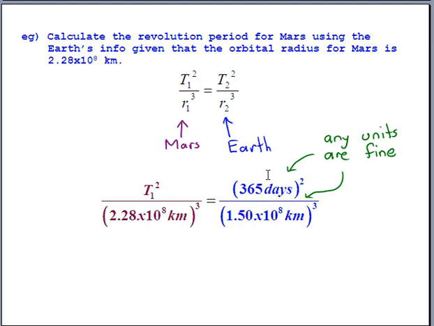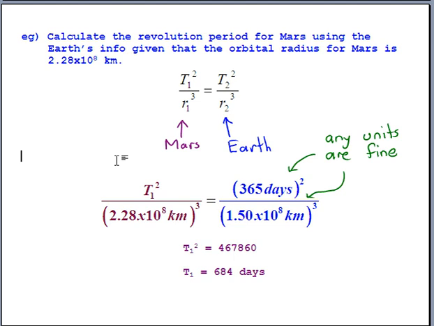When I solve this with some cross multiplying, I'm going to get a value for the period for Mars, and apparently it will be in days because that's how I jumped into this problem. So there I am cross multiplying. I take a square root, and I'm done. The time for Mars to go around the Sun is 684 days.